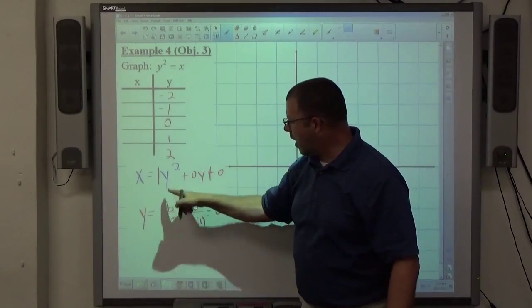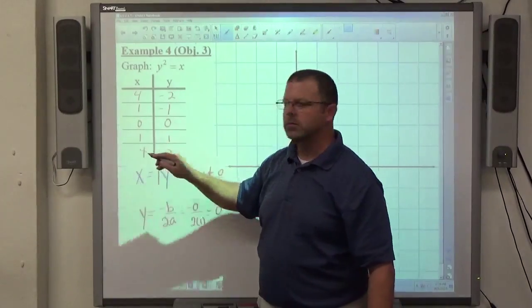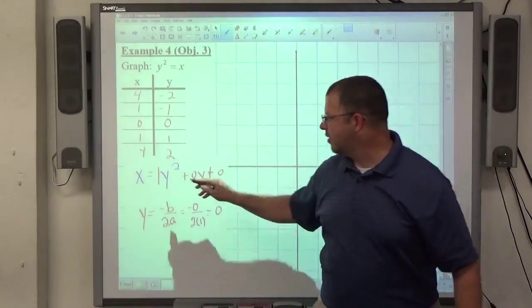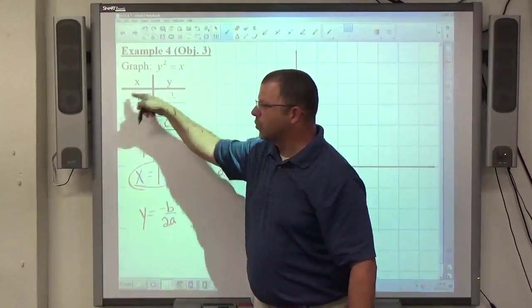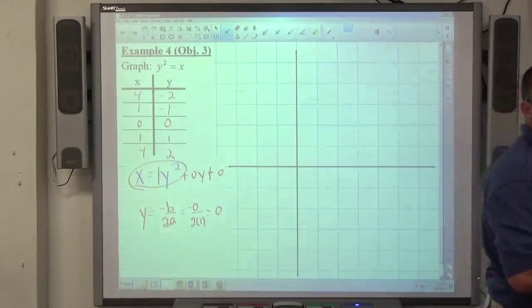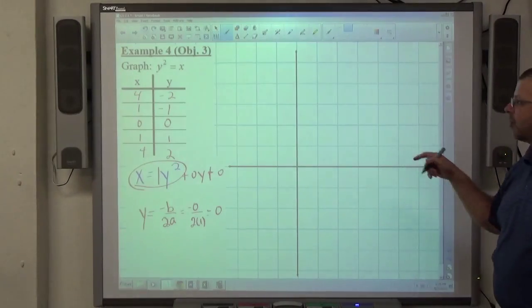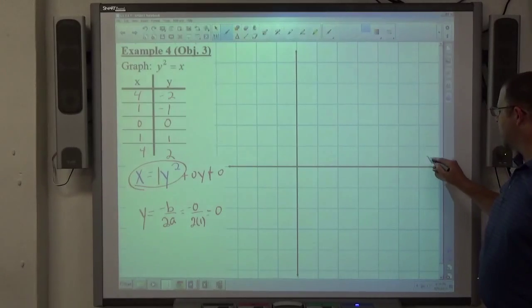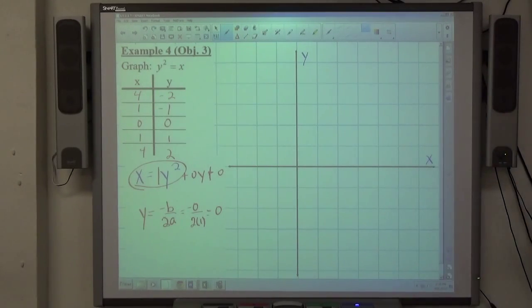But again, y squared just means square y. So that would be positive 4, positive 1, 0, 1, 4. X equals y squared. We got our y's. We just square them to get x. And even though we picked y, we solved for x, when we plot on this graph, this is always the x-axis horizontal, the y-axis is always vertical. So when I go to plot these points, I'm still going to plot x first, y second.